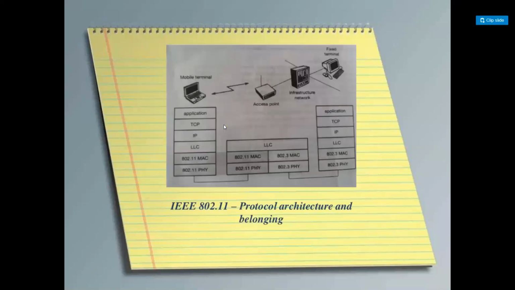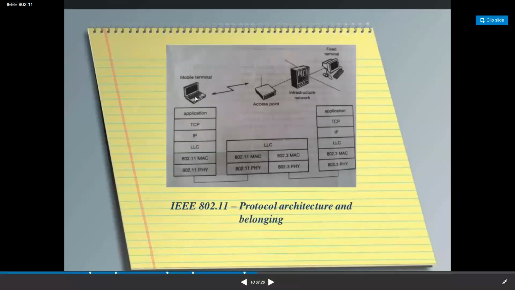Coming to the IEEE 802.11 protocol architecture. See, this is a very simple diagram. On the left, listen students, this is the mobile terminal. Let's take an example, a laptop or mobile device. The right side one is the fixed terminal. Let's take the example of a desktop. See here how these two are connected. The right side one is the wired one and the left side one is the wireless one.